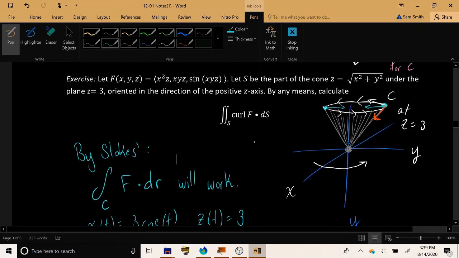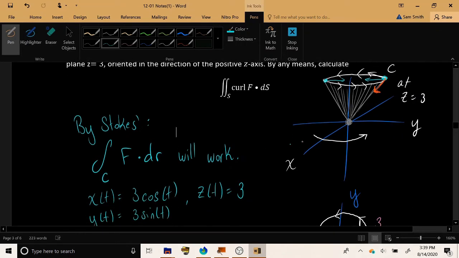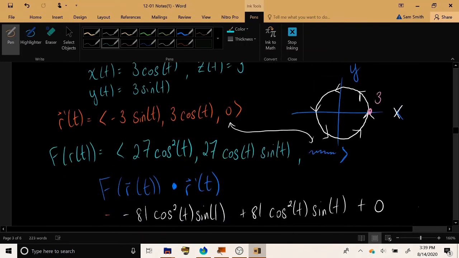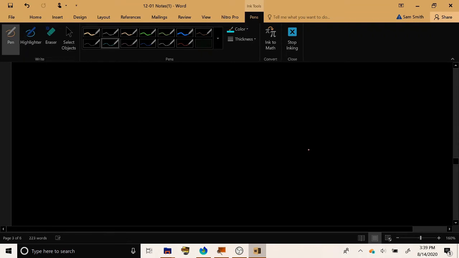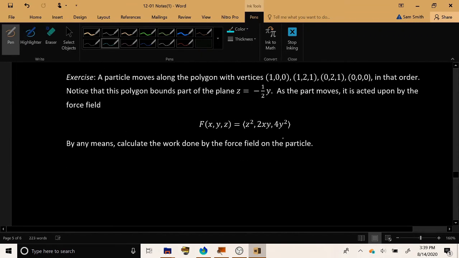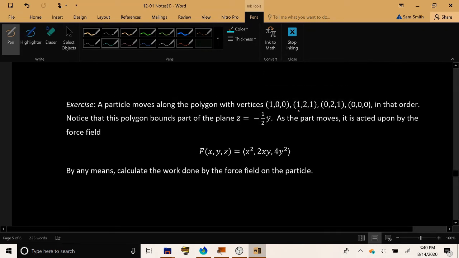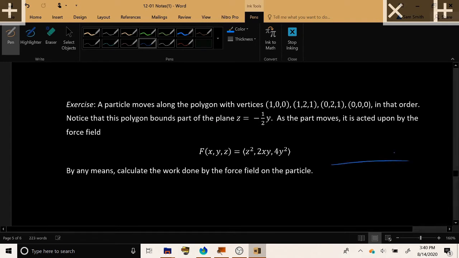and hence it gives you the value of the surface integral. But from time to time, you will save yourself some trouble calculating a line integral by turning it into a surface integral. And that's what this next example is all about. A particle moves along the polygon with vertices (1, 0, 0), (1, 2, 1), (0, 2, 1), and (0, 0, 0) in that order. All right, so here's my sketch.